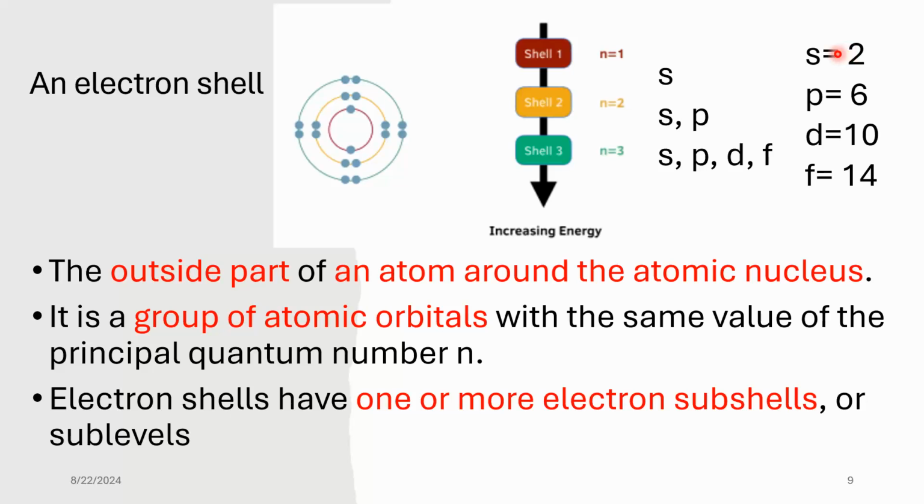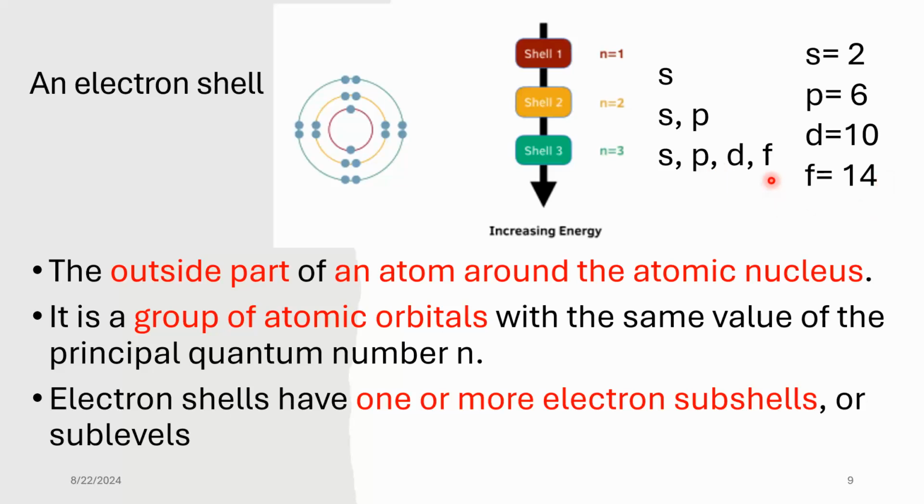But as the number of orbitals increases in a shell, it has an increased number of electrons, and the energy keeps accumulating. As a result, we have more energy with more orbitals.